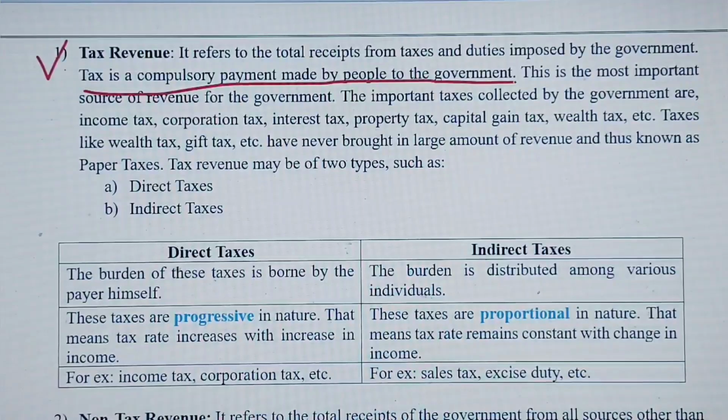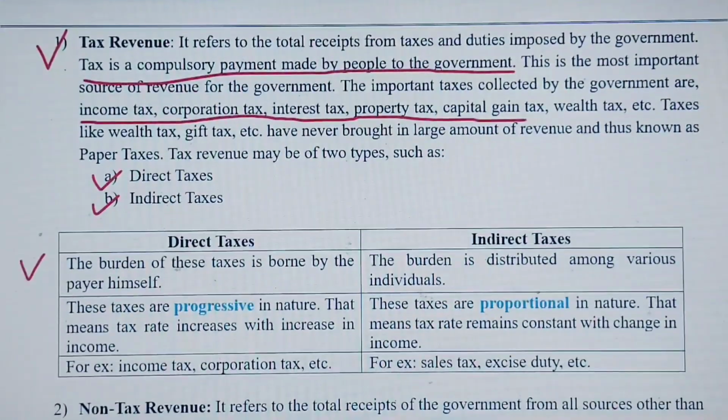So this line is the definition of tax, and this is the most important source of revenue of the government. The important taxes collected by the government are, for example, income tax, corporation tax, interest tax, property tax. There are a lot of different types of taxes, and these are all revenue receipts of the government. And again, these tax revenues can be of two types. One is direct tax, the other is indirect tax. I have written here the difference between these two types of taxes in the box.